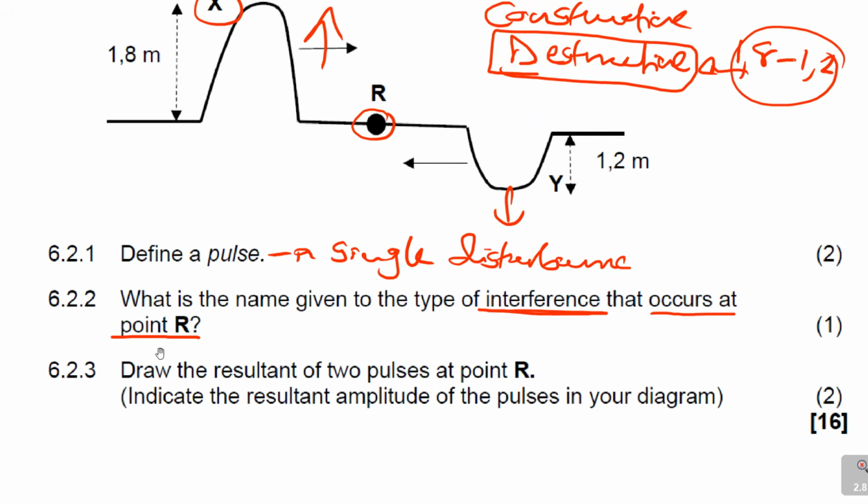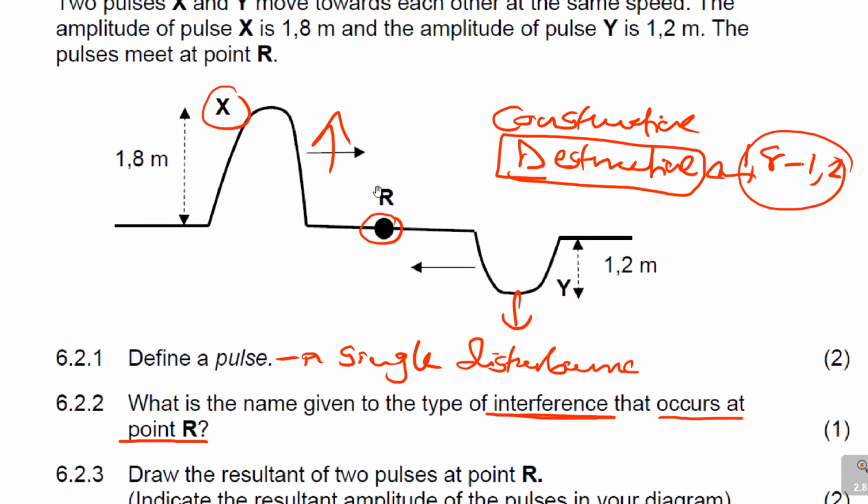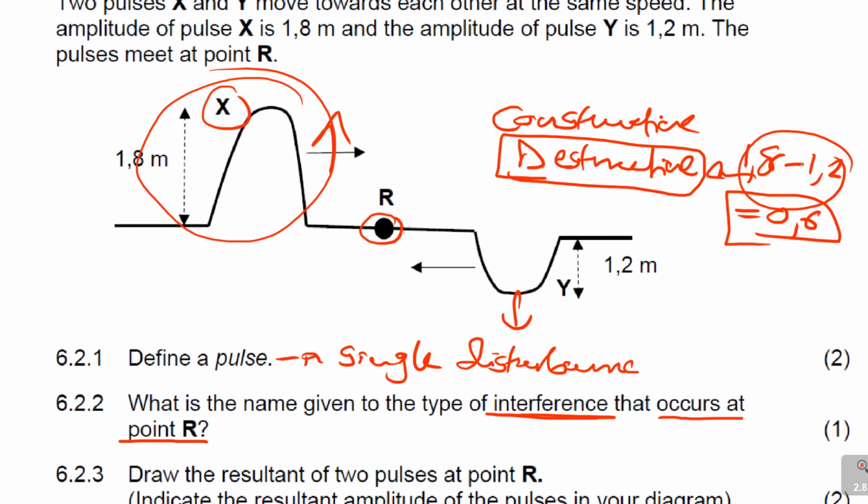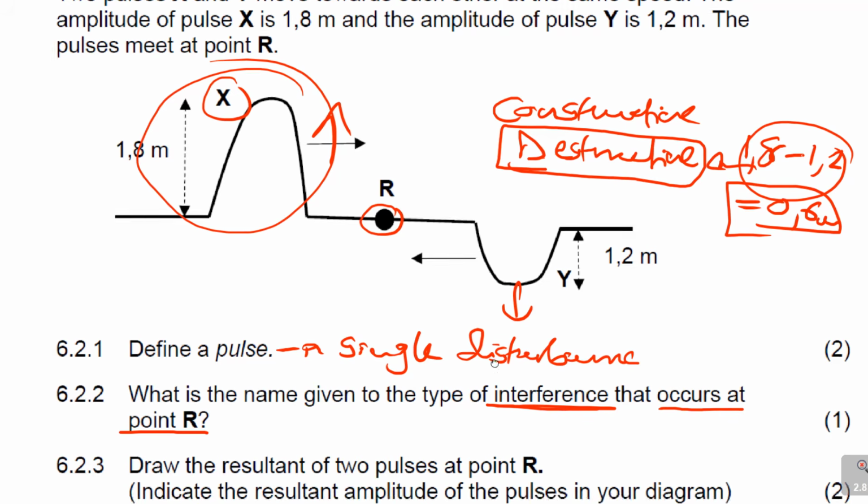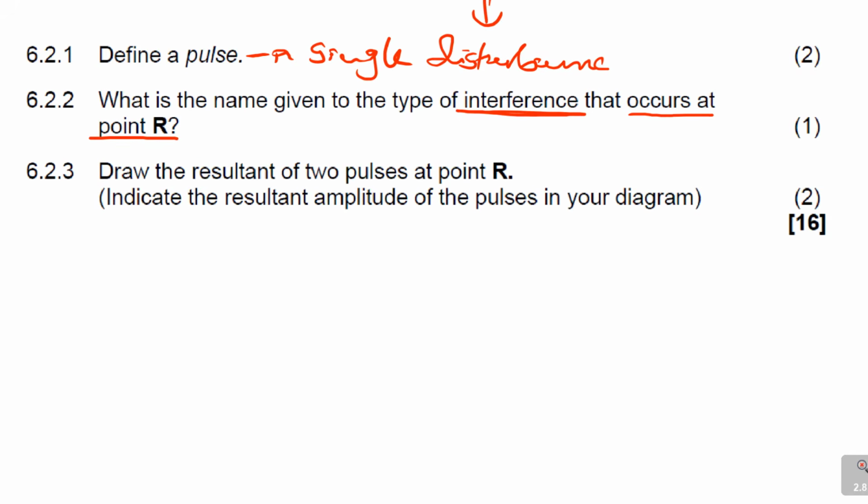Now draw the resultant of the two pulses. This is 2 marks. You ask yourself, which one has the bigger amplitude? You can see that this pulse has the bigger amplitude. It's 1,8. And now if you subtract, as you said, 1,8 minus 1,2 is equal to what? 0,6. Because these pulses are going to subtract each other when they meet. So now when you draw a diagram, you're going to draw a pulse like this.